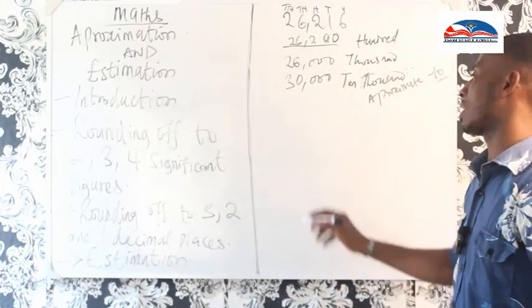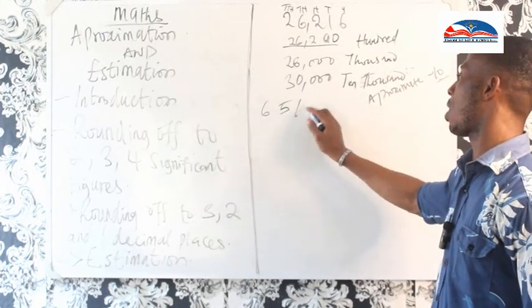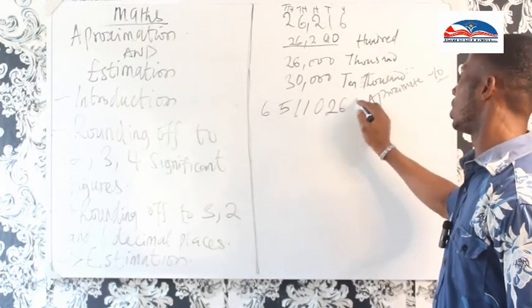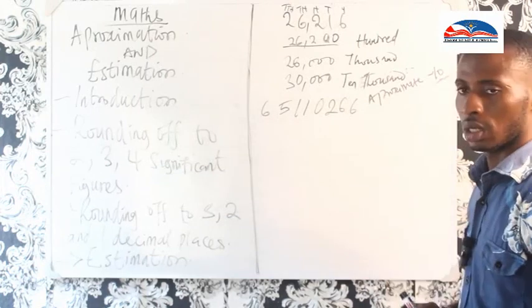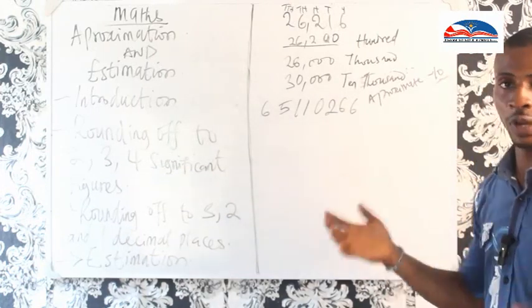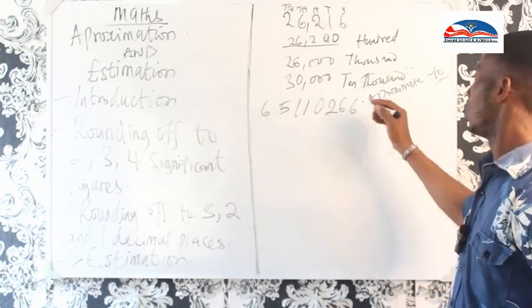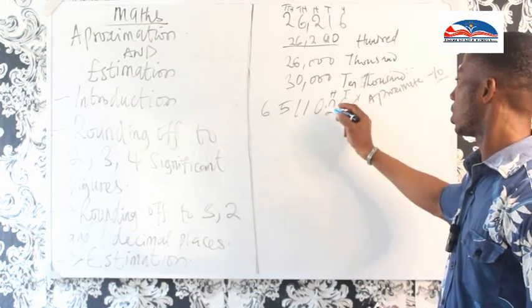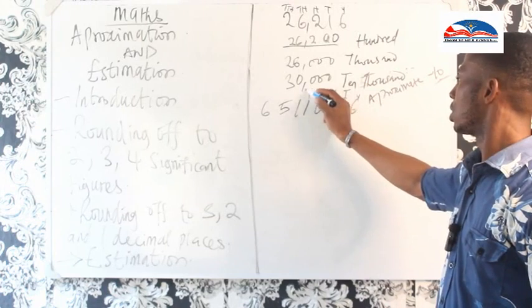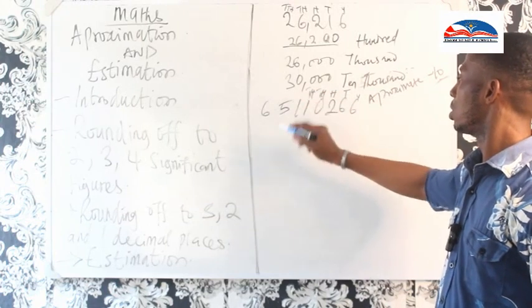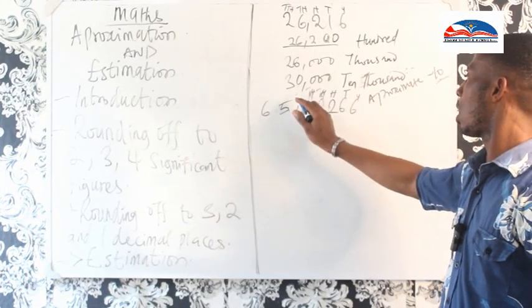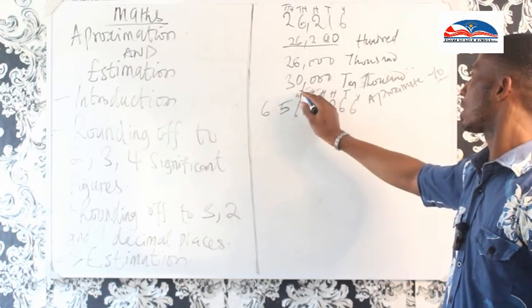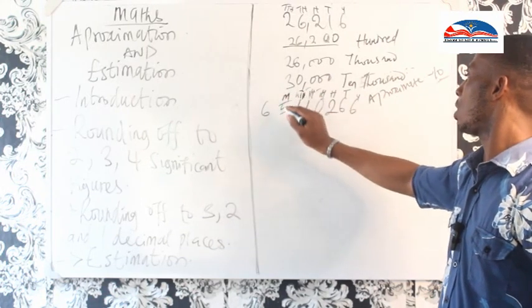Okay, let's take another example. We have 65,110,266. Now, first of all, let's check the place values. We have units, tens, hundreds, thousands, ten thousands, hundred thousands, and millions.